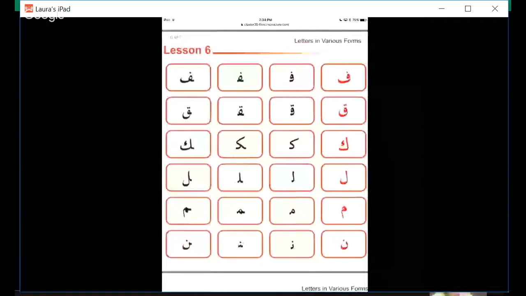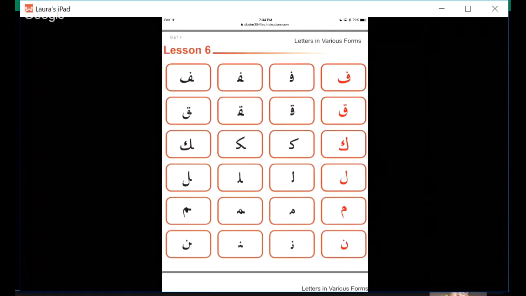Okay, next, we have the letter fa. Fa in isolation in the right-hand column. Fa at the beginning of a word in the second column. Fa in the middle of a word in the third column. And fa at the end of a word in the fourth column. And incidentally, you have all of these charts on the Canvas site, so you can just click on those later, but it's good to follow along and write them down.